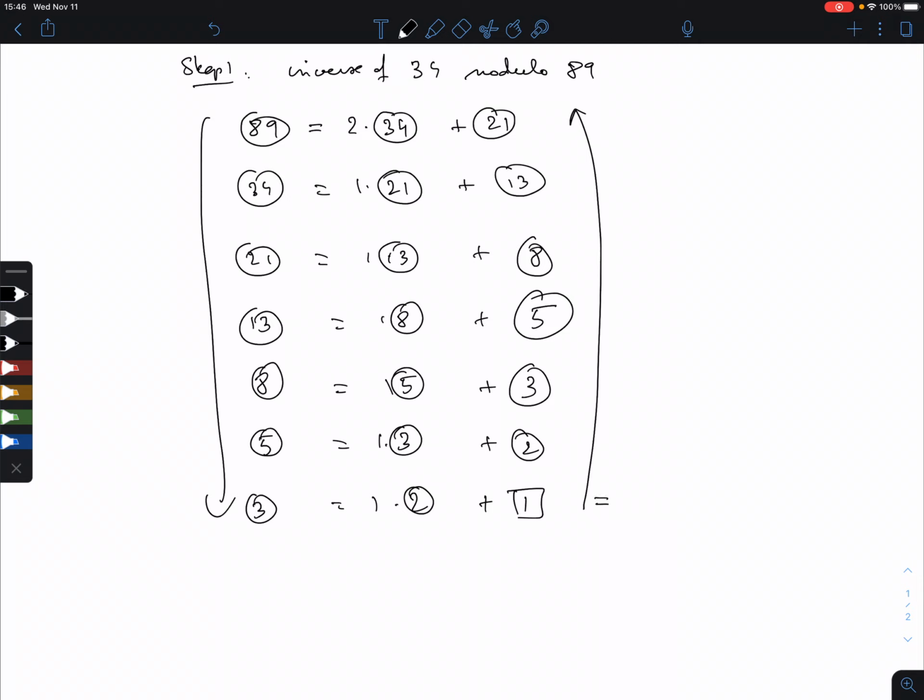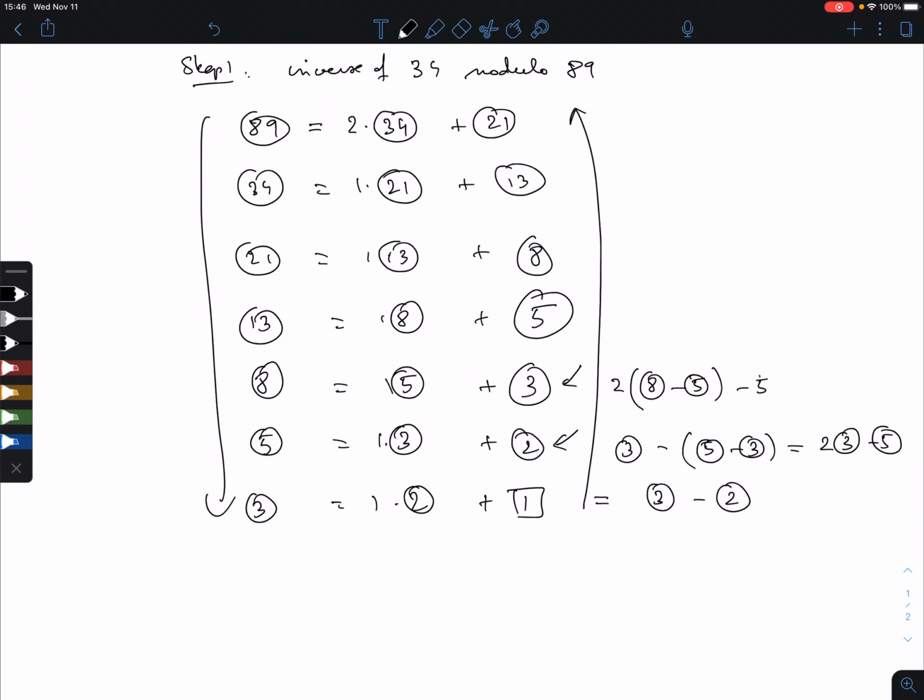So 1 can be written as 3 minus 2. We use this line to rewrite the 2: that is 3 minus (5 minus 3), which is 2 times 3 minus 5. Now I'm using this line for the 3: that is 2 times (8 minus 5) minus 5. So that is 2 times 8 minus 2 times 5, so minus 3 times 5.